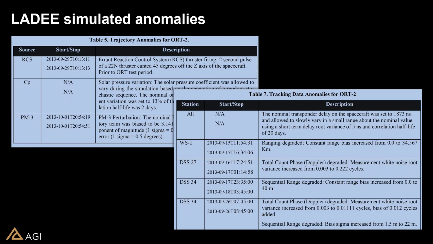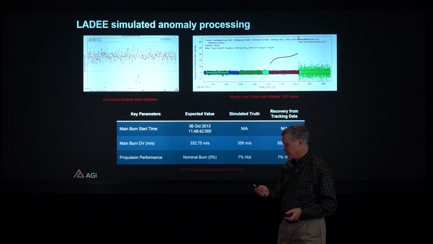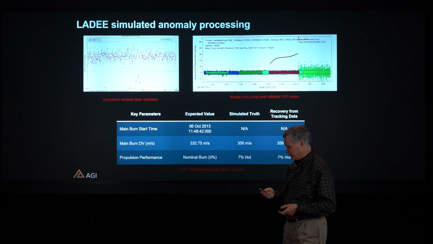So here are some of the trajectory challenges that we presented to the LADEE team. Things like an unexpected and errant reaction control thruster firing, unexpected variations in the solar pressure effects on the satellite, and so forth. Kind of not unexpected, but just a particular perturbation in one of the primary maneuvers. And then on the tracking data side, we did things like changing the transponder delay, actually giving them a very large transponder delay that they weren't expecting at all, a random change in a range bias, degraded tracking, and a whole variety of things.